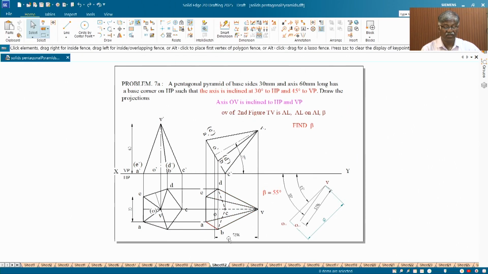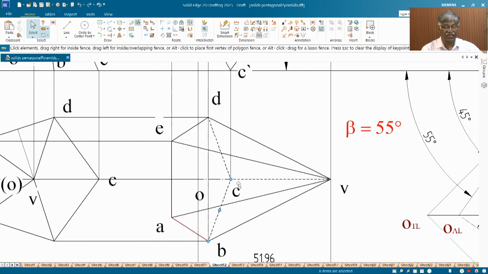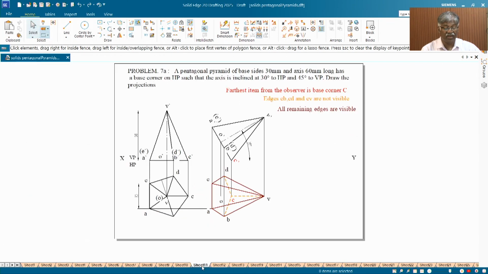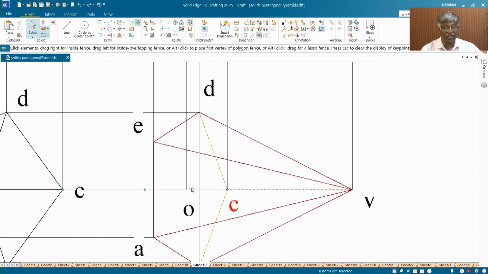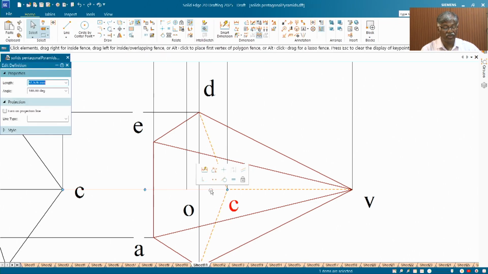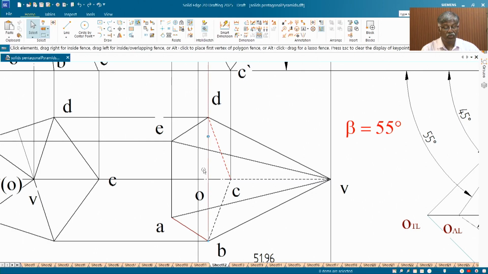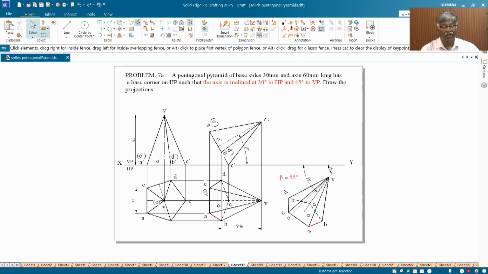Next comes, there is a little scope for axis representation. Here I have not done it. See here what I have done. I have taken this trim and I did this job here. Now you replace that with this. Now, what exactly is given? The axis is inclined to HP as well as VP. So you have to find beta.